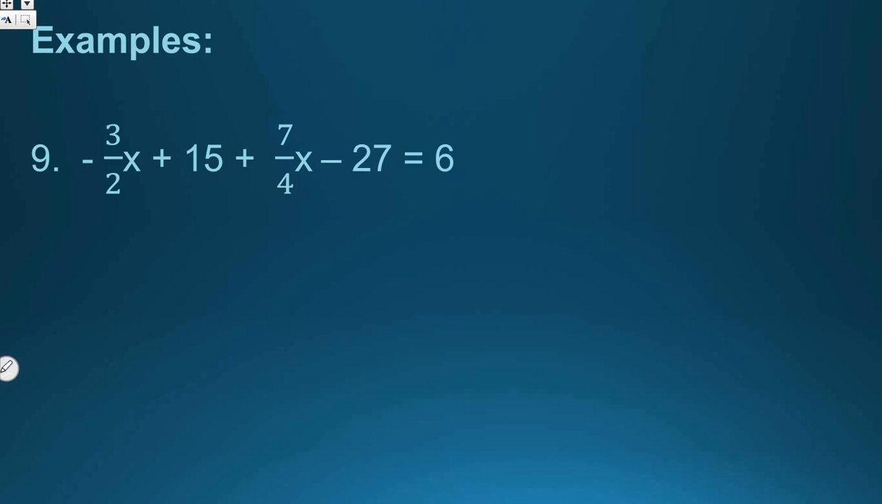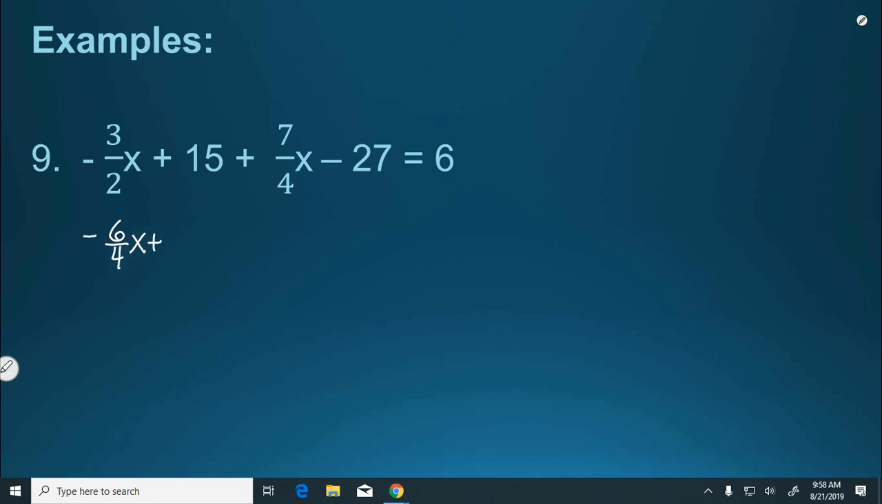Okay, so now we've got some fractions, still some like terms that have to be put together. At this point, you guys should be able to work with fractions with ease. I want to know that you can do it without a calculator and some of that work in your head. So remember, when you're adding or subtracting fractions, you need a common denominator in order to do that. So I'm going to first rewrite my equation so that I have 3 halves as something over 4. So I can simply add or subtract those 2 fractions together. So to get 3 halves to something out of 4, I need to multiply both the numerator and the denominator by 2. So I get negative 6/4 x plus 15 plus 7/4 x minus 27 equals 6.